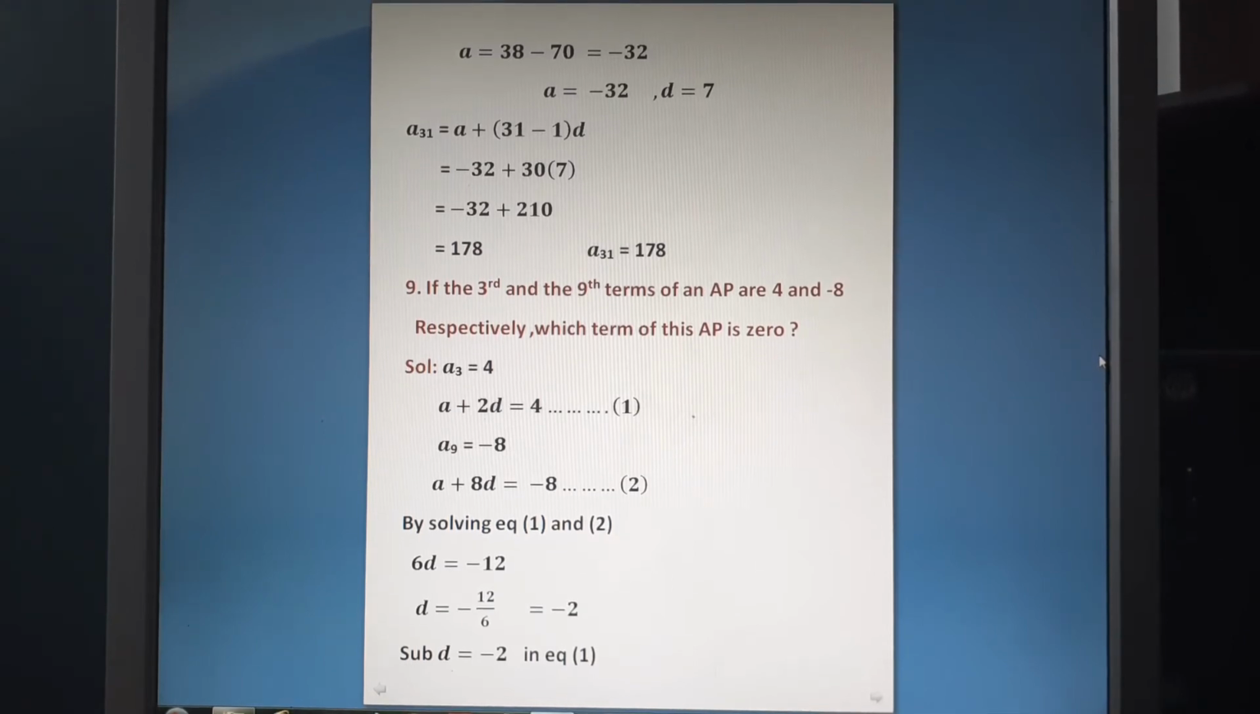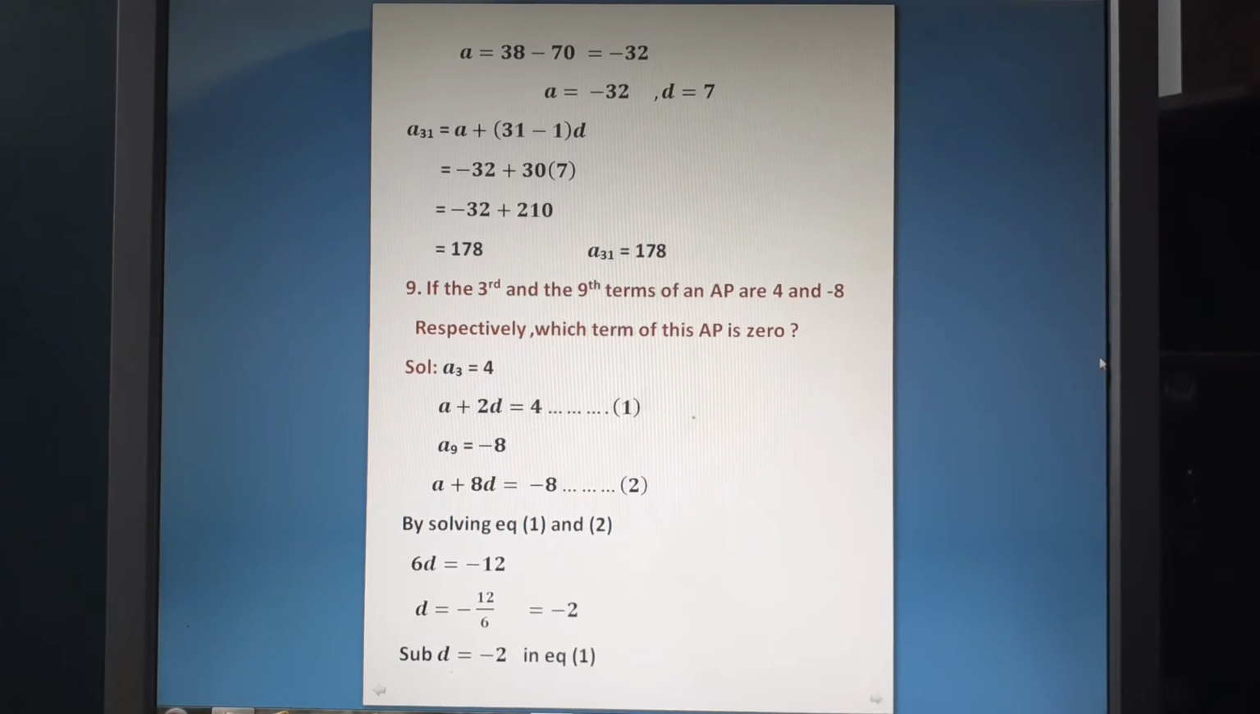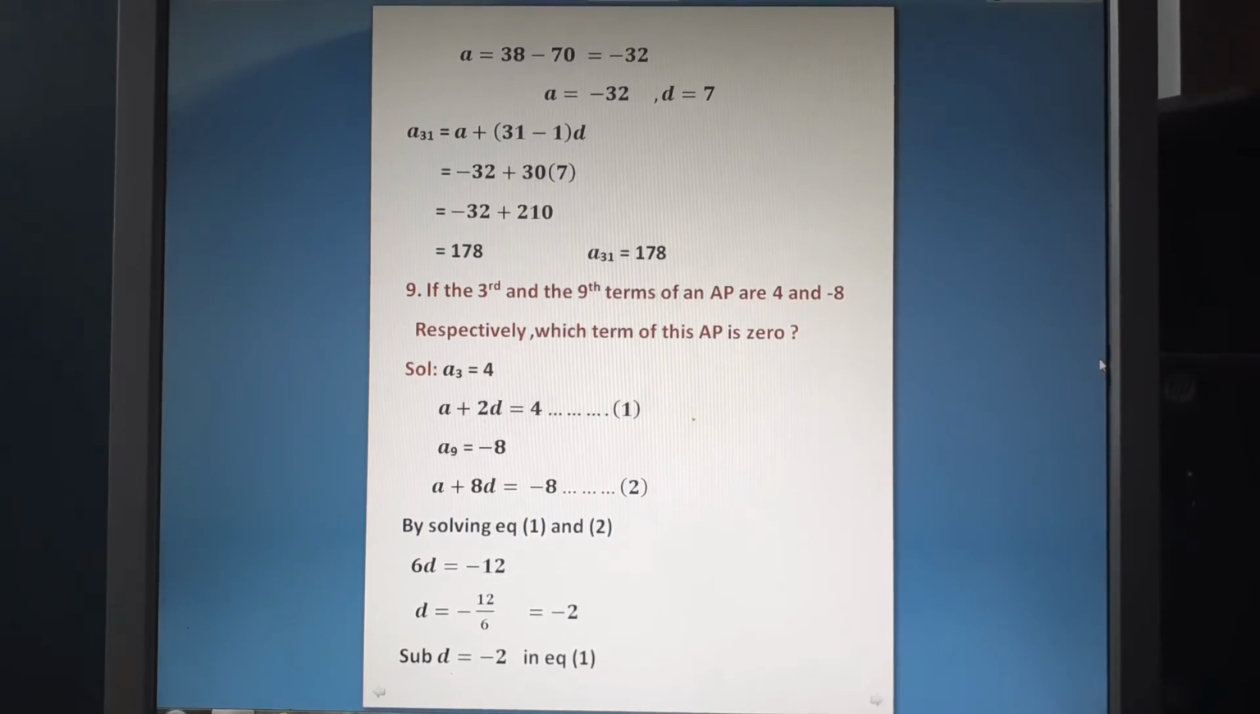Again by the given data, the ninth term is equal to minus 8. That is a plus 8d is equal to minus 8. This is equation number 2. By solving equation 1 and 2, we get 6d is equal to minus 12. d is equal to minus 12 by 6, that is equal to minus 2.